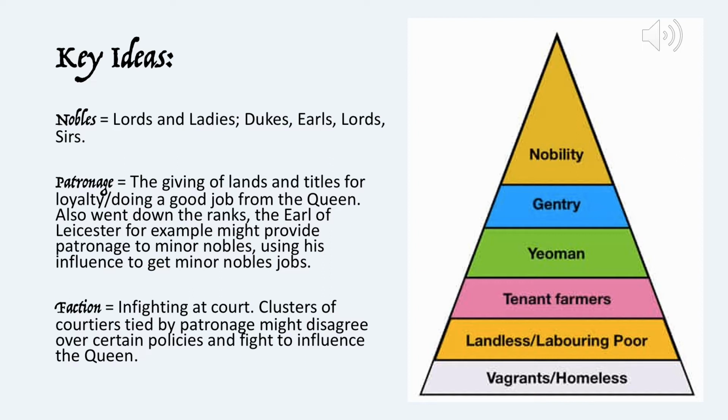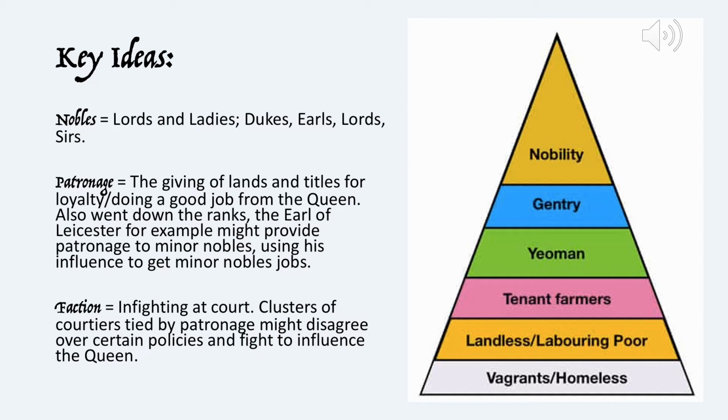So if you did a good job for the Queen, like Sir William Cecil, who started off life as her secretary and then ended up being one of the key counsellors, advisors of her reign, she gave him many titles. So he went from Sir William Cecil to Lord Burleigh, which was a higher title, and it came with lots of land. So he then built this massive palace called Burleigh House.